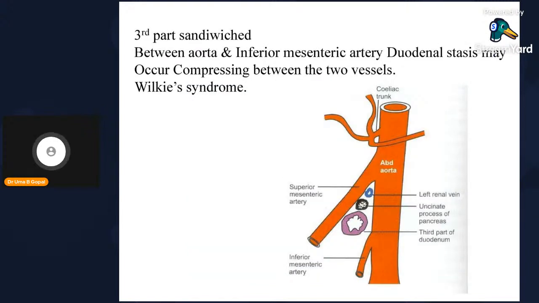So the third part is sandwiched between the aorta and the superior mesenteric artery. You can see the section taken through the third part of the duodenum. The superior mesenteric artery passes anteriorly and the abdominal aorta passes posteriorly. So it is sandwiched between the two structures here. Okay. And superior mesenteric duodenal stasis may occur due to compression between the two vessels. If it is compressed between the two vessels, the duodenum will be compressed. The food cannot pass through the duodenum, and this is called Wilkie's syndrome.